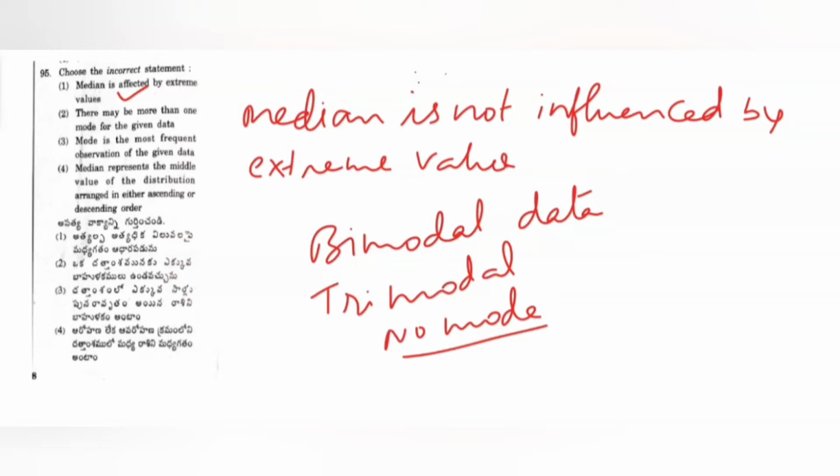Coming to the next, mode is the most frequent observation in the given data. Yes, mode is the most frequent observation. This is the definition for mode. Median represents the middle value. Yes, after arranging in ascending order or descending order, the middle value represents the median. So these are all true statements except the first one. So our answer is the first one.